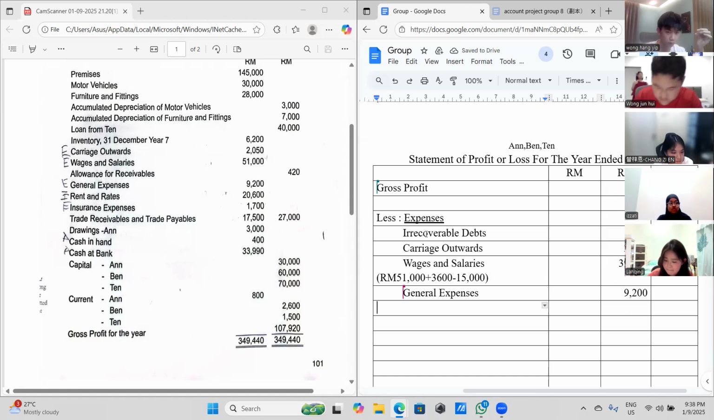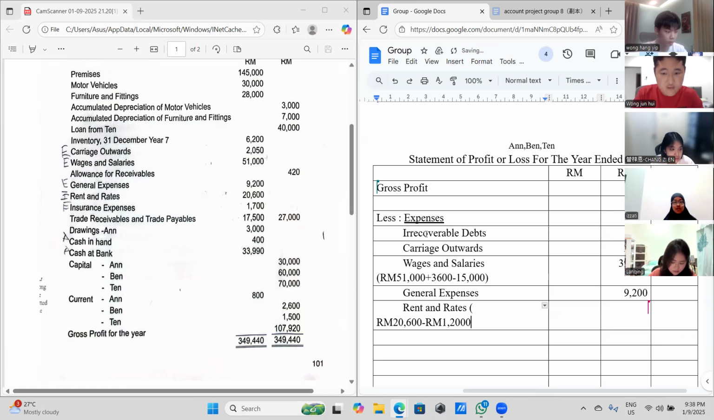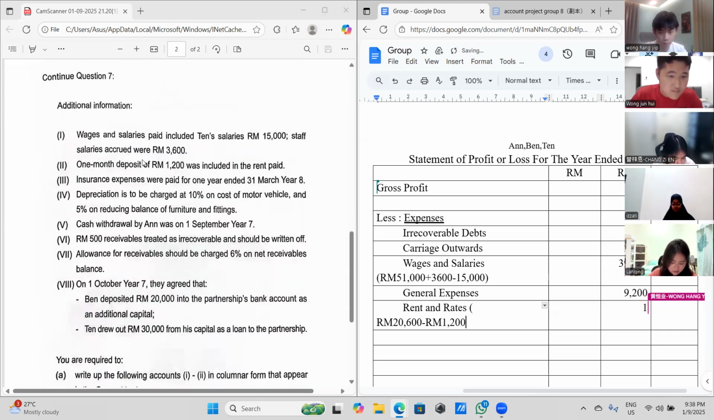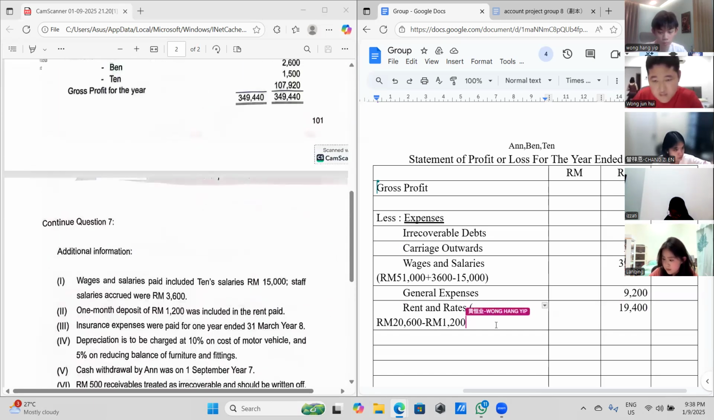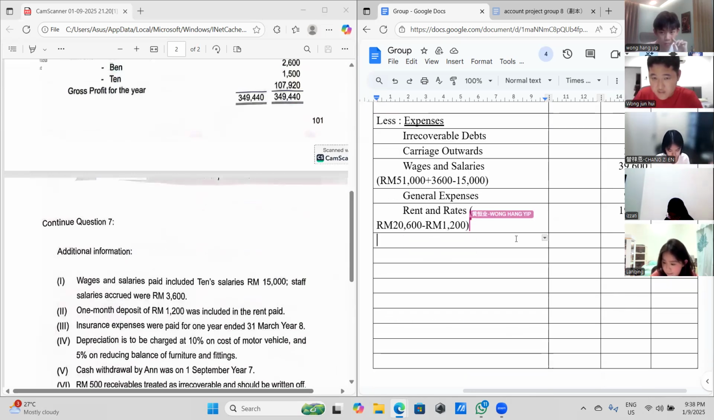Another one is rent and rates, which is RM 20,600, and we must minus the 1,200 since the second additional information said the 1 month deposit of 1,200 was included in the rent paid, and it is treated as prepaid. So finally, we get this 19,400.